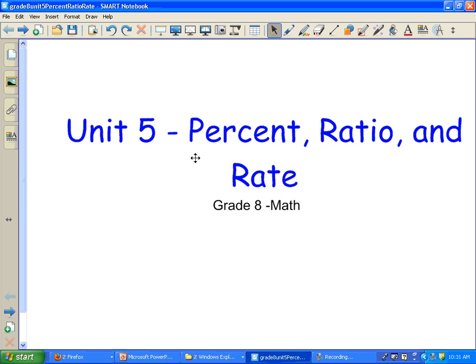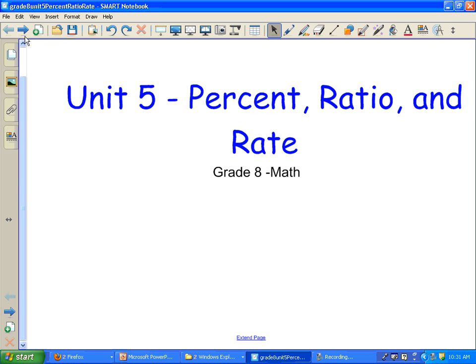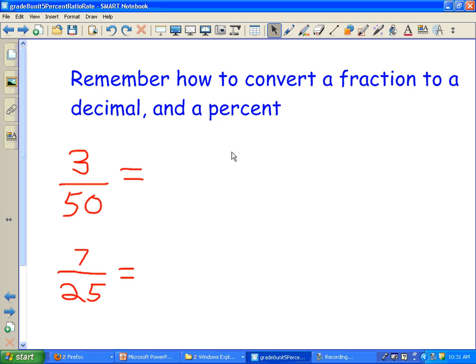Unit 5, ratio and rate. Before we get started on this unit, there are a few things you have to remember from grade 7.